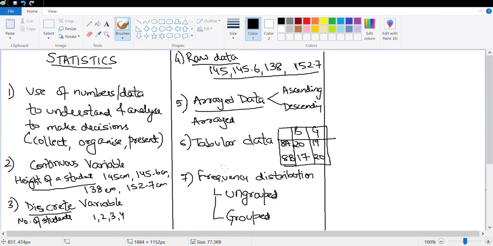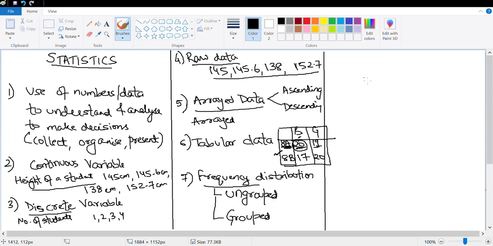Now frequency, what does frequency mean? Frequency basically is the number of times something occurs. For example, 20 boys, so 20 is the frequency of boys in class 8A. The boys will occur 20 times in class 8A. Similarly, 19 is the frequency of girls in 8A. So this is basically frequency. What is ungrouped data? Exactly the way I presented right now in part 6 is ungrouped data.